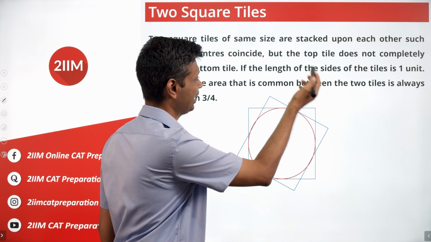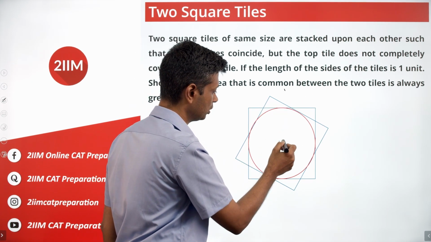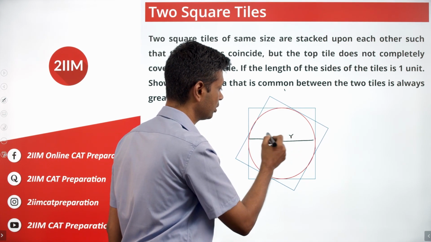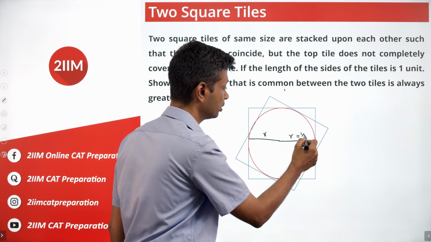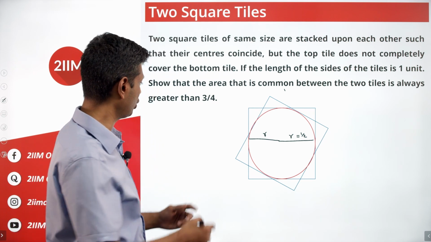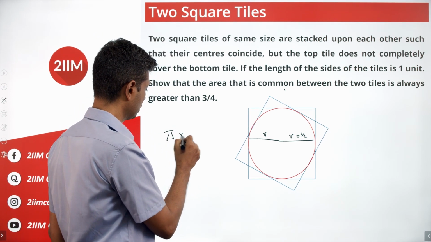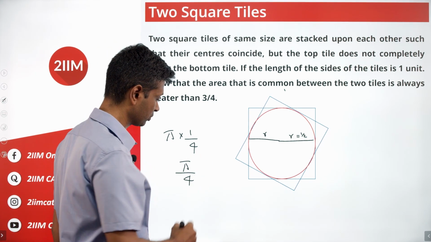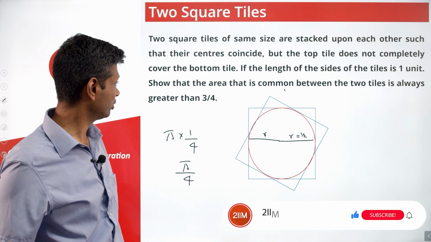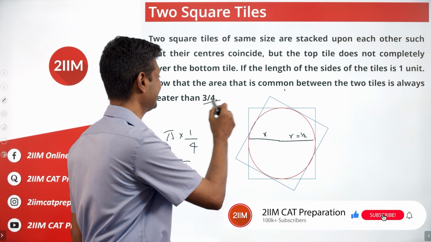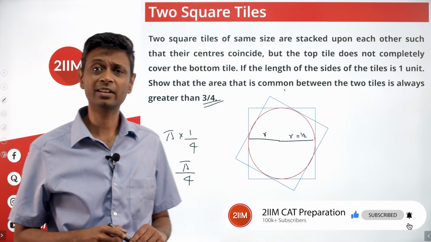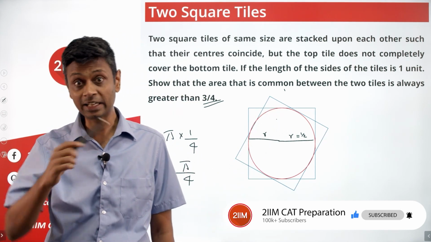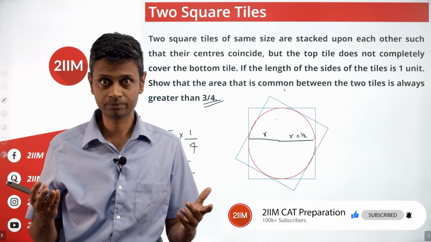This has side 1, area is 1, so side is 1. So the circle has a radius of 1 by 2. The diameter is 1, radius is 1 by 2. Right? Our area of the circle is pi r square, pi into 1 by 2 square, which is 1 by 4. Our area of the circle is pi by 4. Now that's it, we're done, because it's saying common area should be greater than 3 by 4. Pi by 4 is greater than 3 by 4. Or area of the circle is higher than 3/4 area of the square.